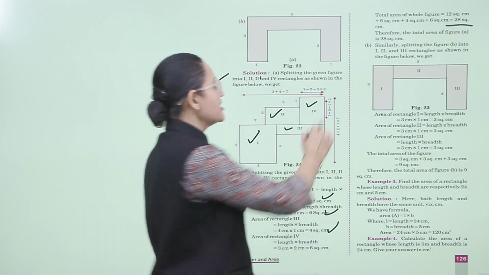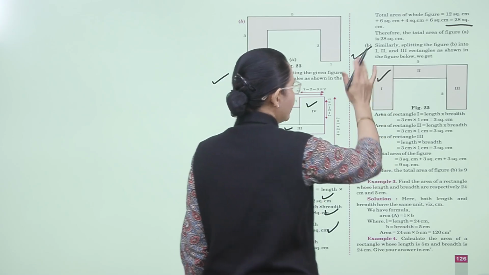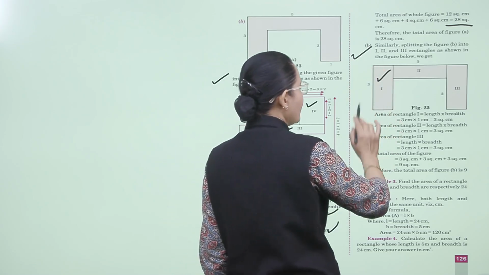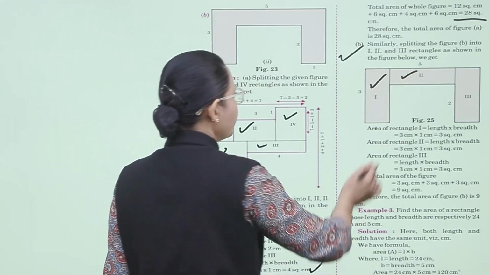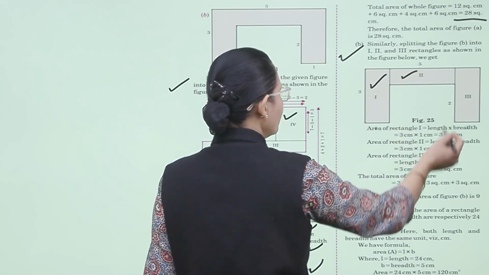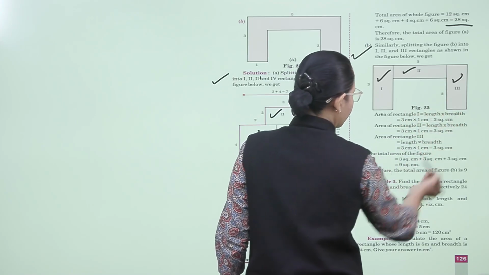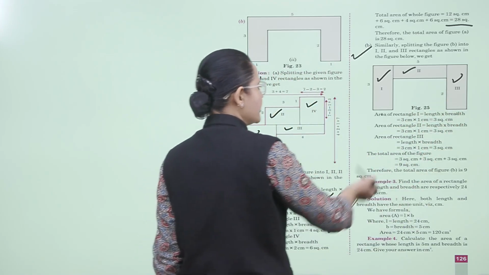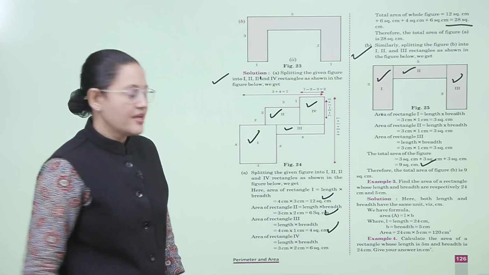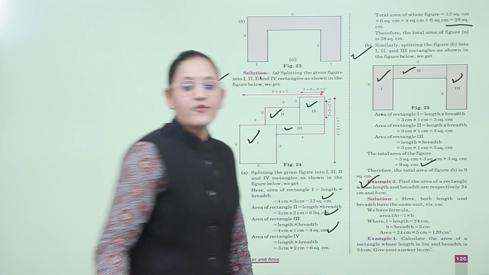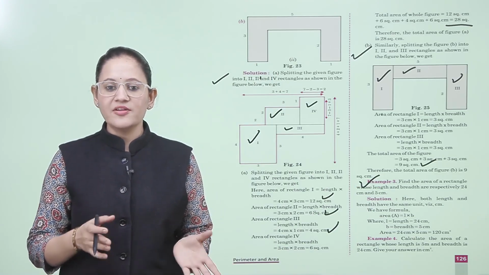Clear? Similarly, in this figure, we have divided into 3 rectangles. For rectangle 1, the area would be 3 into 1. For rectangle 2, the area would be 3 into 1. Clear? So, for rectangle 3, 2 plus 1, 3 and 1. So, total area is equal to 3 plus 3 plus 3, 9 square centimeter. Clear?